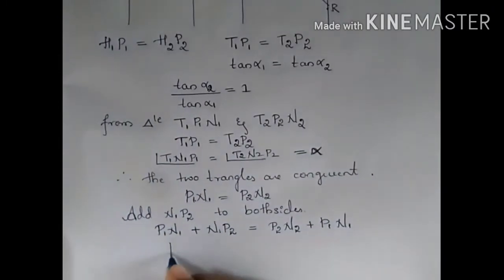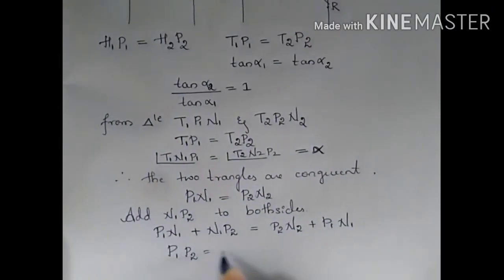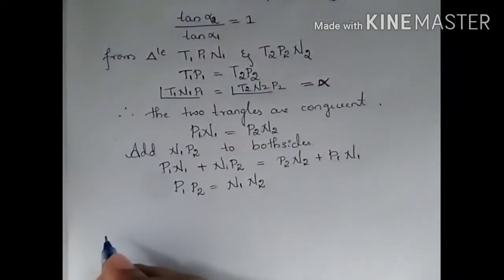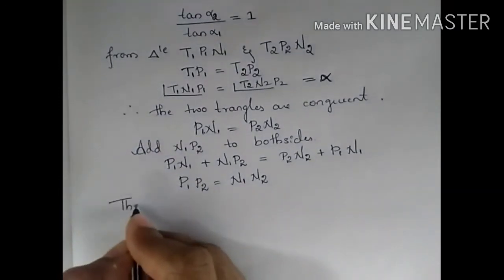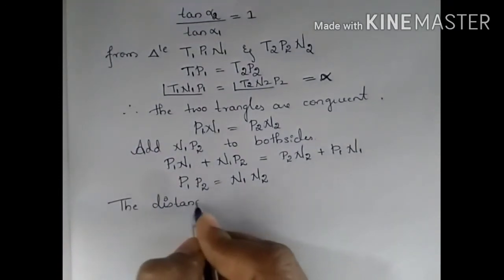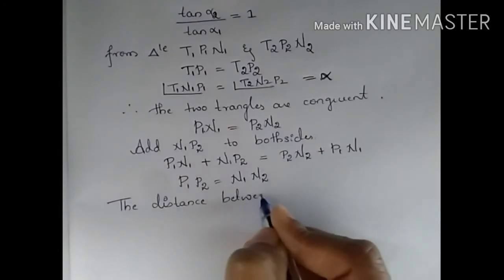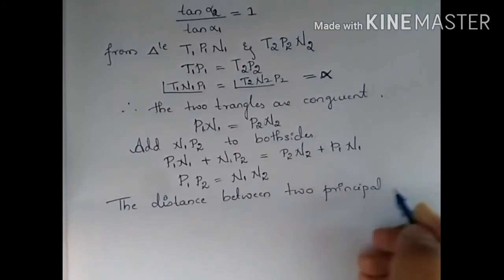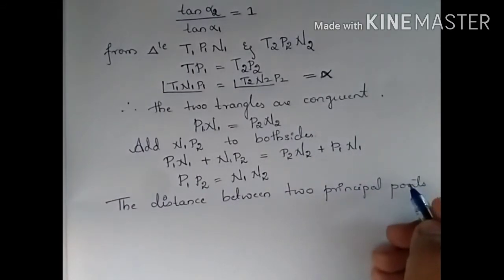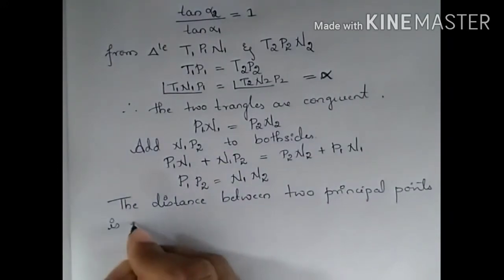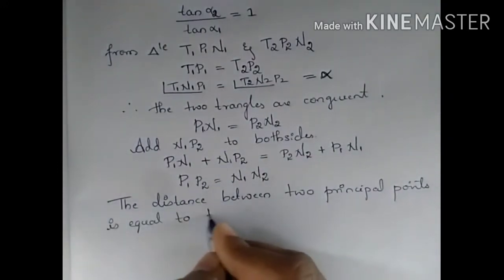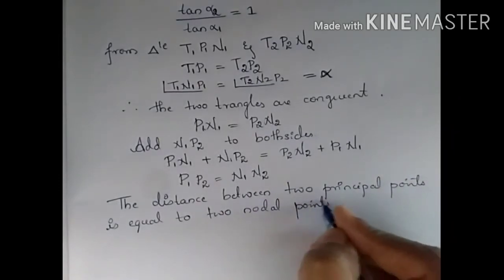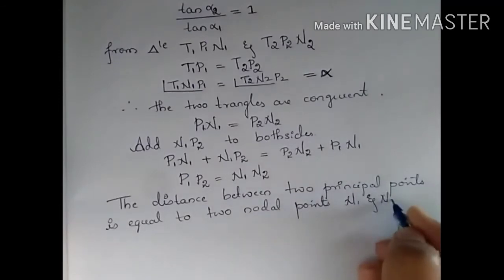So from the figure, P1 P2 is equals to N1 N2. So from this we can infer that the distance between the two principal points is equal to the distance between the two nodal points N1 and N2.